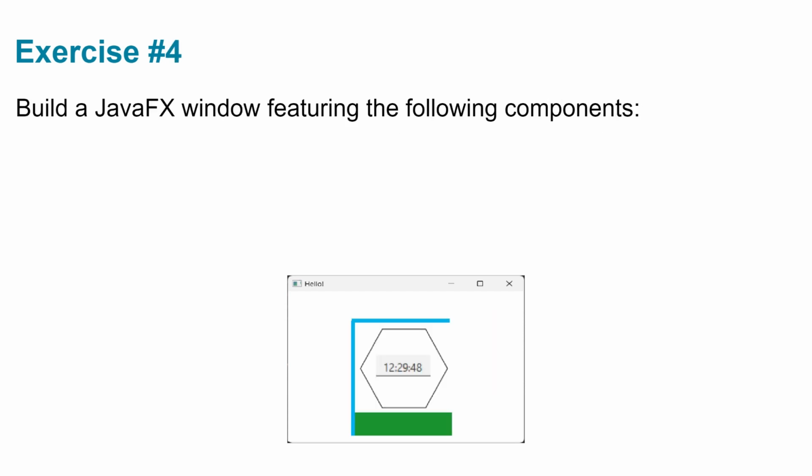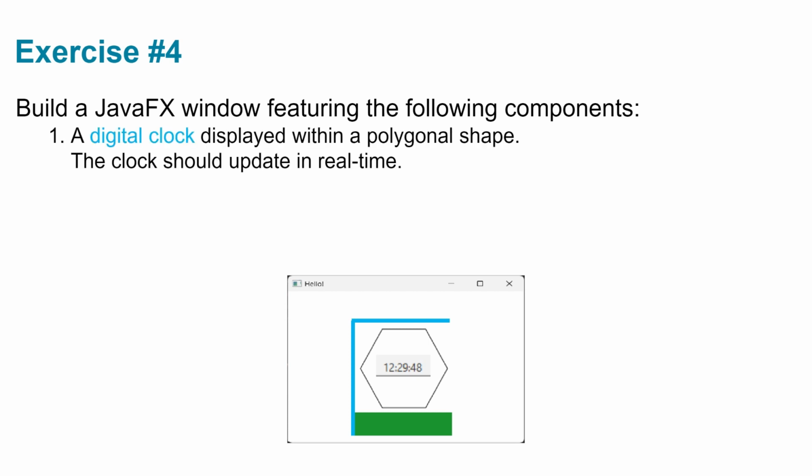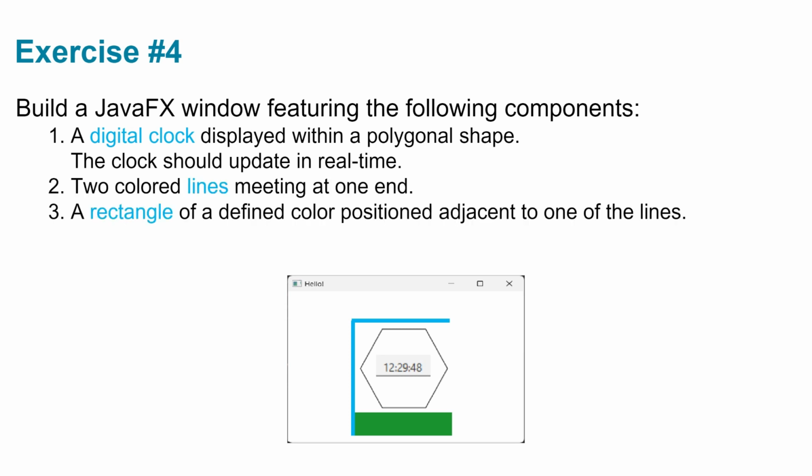Exercise number 4. Build a JavaFX window featuring the following components. 1. A digital clock displayed within a polygonal shape. The clock should update in real time. 2. Two colored lines meeting at one end. 3. A rectangle of a defined color positioned adjacent to one of the lines. Please pause the video and start to write your code.